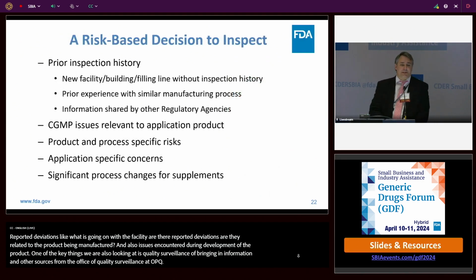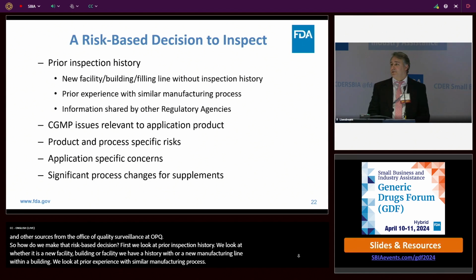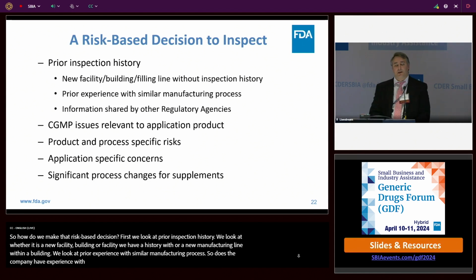So how do we make that risk-based decision? We're first looking at the prior inspection history. We're looking at whether it's a new facility, a new building in a facility that we have history with, or a new manufacturing line within a building. We're looking at prior experience with that similar manufacturing process. So does the company have experience with aseptic manufacturing? Does the company have experience with modified release dosage forms, things like that?